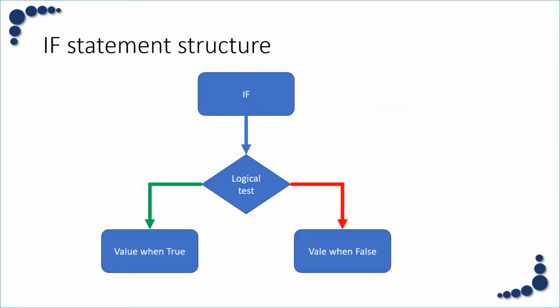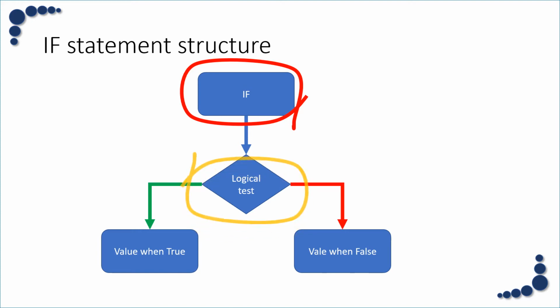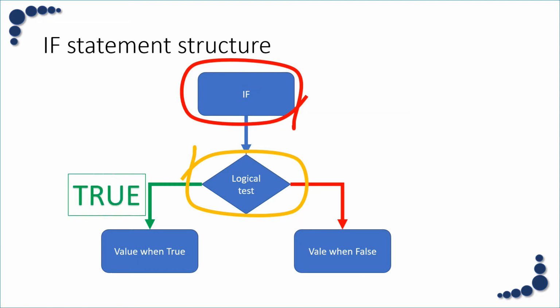When the if function is executed by Excel, the very first thing it does is evaluate the logical test condition. If the logical test returns true, the value when true will be executed next. The other part, which is the value if not true, will be ignored. It will not be executed. However, if the logical test returns false, then the value when false part will be executed, and the value if true part will be ignored.